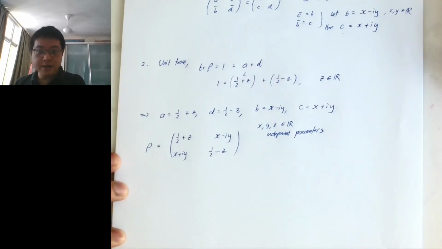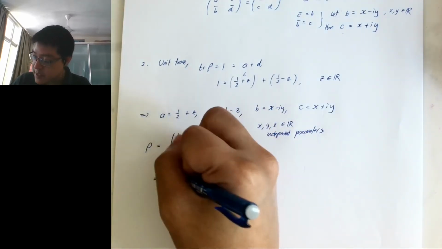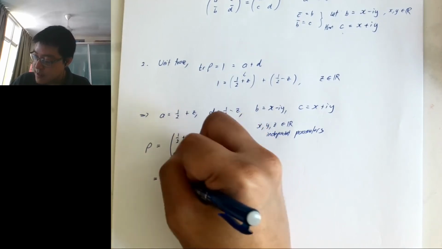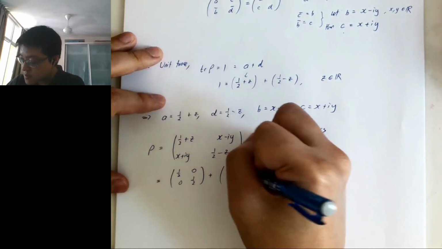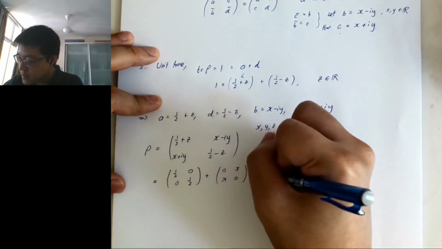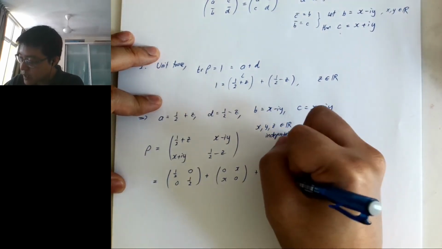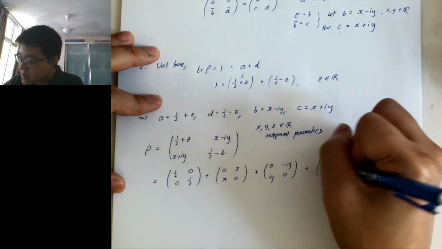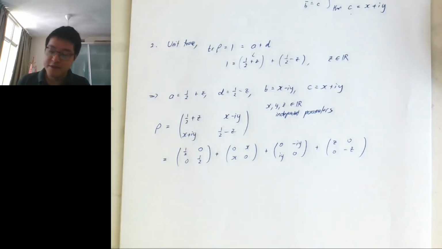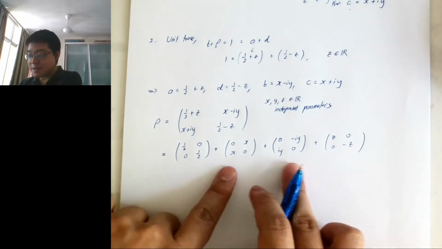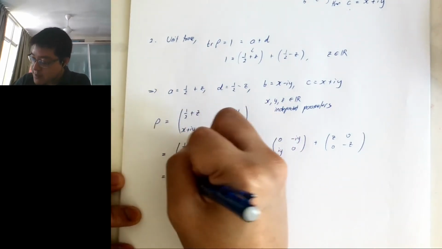So a cool thing happens if I split out the independent parameters. If I split this out, first we notice that this is half plus half, and then the x are here, so this is 0, x, 0, and then this is 0, minus iy, 0, and then this is z, 0, 0, minus z. So can you recognize something familiar? This is something like the Pauli matrices, right? And this is half times the identity.